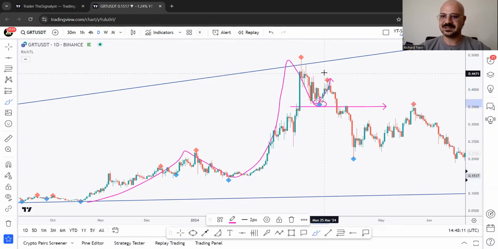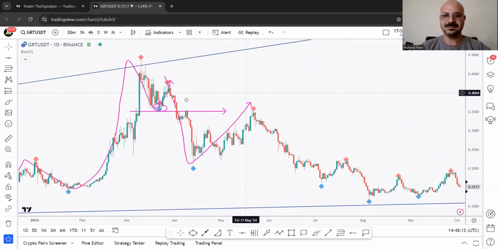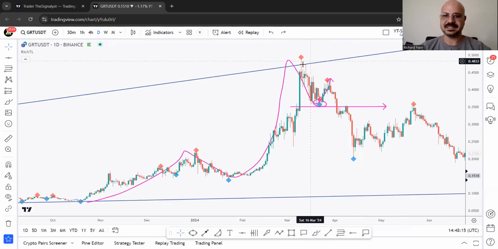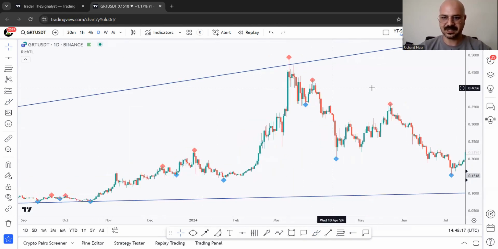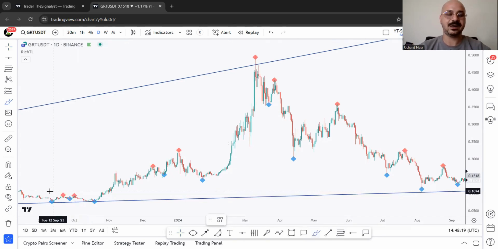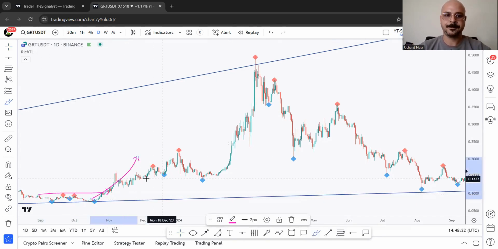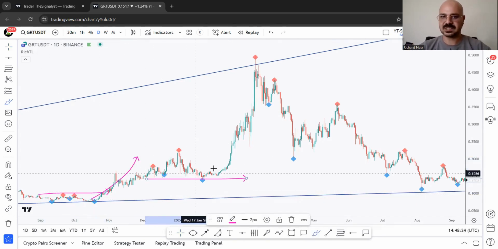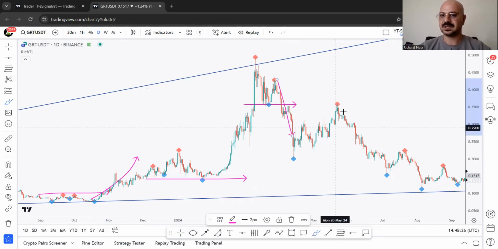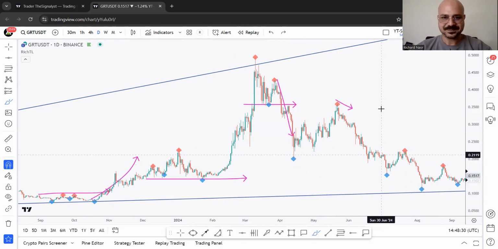The bears took over here. We had the impulse correction, and we have been bearish all the way since the 0.5, as mentioned from the weekly time frame. This is how simple it is and how objective. Bulls took over, bears failed to take over, the bulls are still in control, bears take over, and now we are bearish, making lower lows and lower highs.